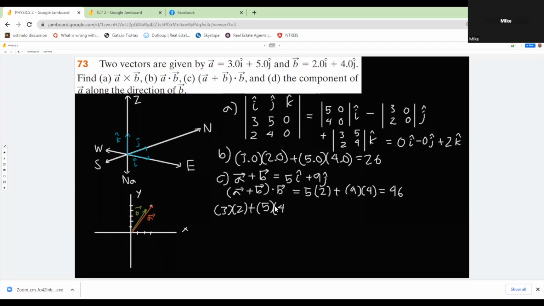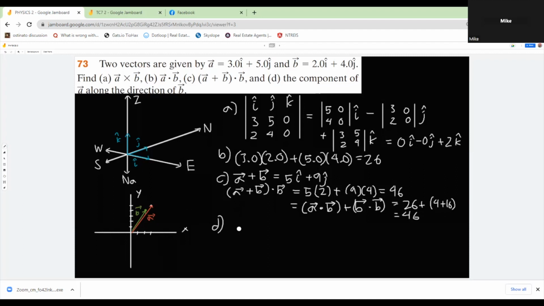Oh wait, we already got that. 26. 20. So, expand mo lang na A plus B dotted with B is equal to A dot B plus B dot B. Para lang makita natin yung reasoning. Equals 26 plus B squared. So, 4 plus 16, so 20. 46. Diba? What a surprise. Exactly. So, it also works.